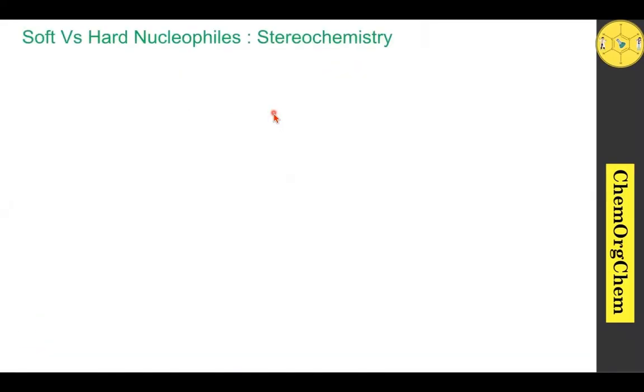Let's talk about the stereochemistry involved in the Tsuji-Trost allylation reaction. The stereochemistry of the reaction depends on the nucleophiles, such as soft versus hard nucleophiles. For example, now you take this allylic substrate. When we use palladium(0) catalysis, it quickly undergoes oxidative addition along with inversion.